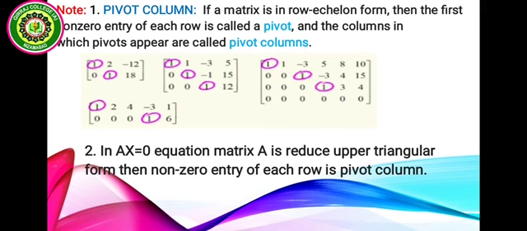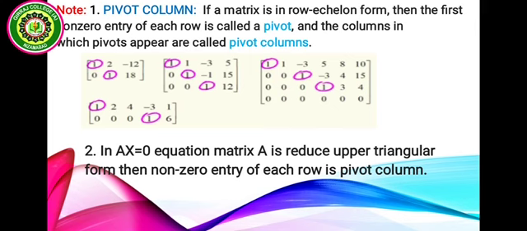Next, a definition: pivot column. What is a pivot column? A non-zero column is called a pivot column. One definition is here: if a matrix is in row echelon form, then the first non-zero entry of each row is called a pivot.